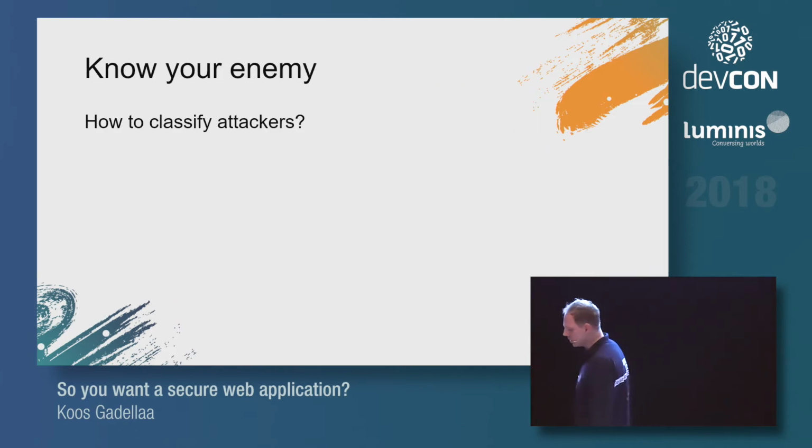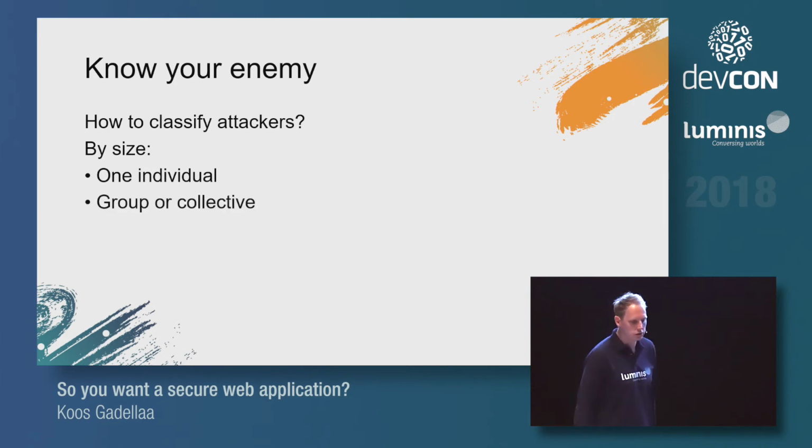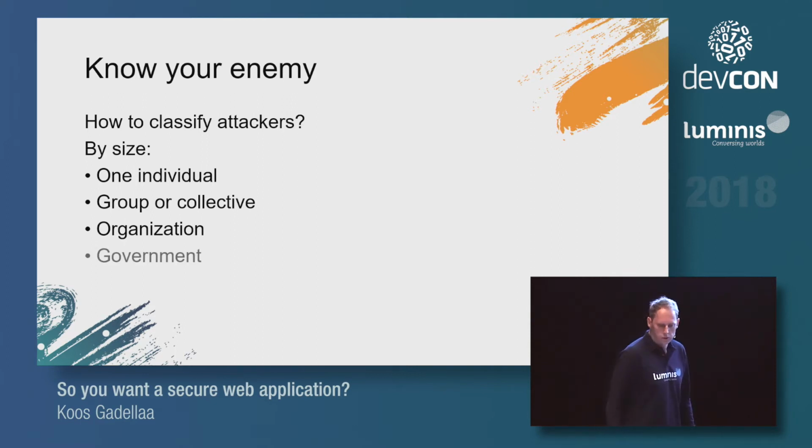So how do you classify your attackers then? How do you start this discussion? A very simple way is just to say, you know what, we'll do it by size. We have a single individual, we have a group of individuals. So we have a single hacker, we have something like Anonymous, or a hacking group, or a collective. You can go even bigger, you have organizations, so maybe Apple doing the hacks for you. They have a lot of money. Or, of course, the end is the government.